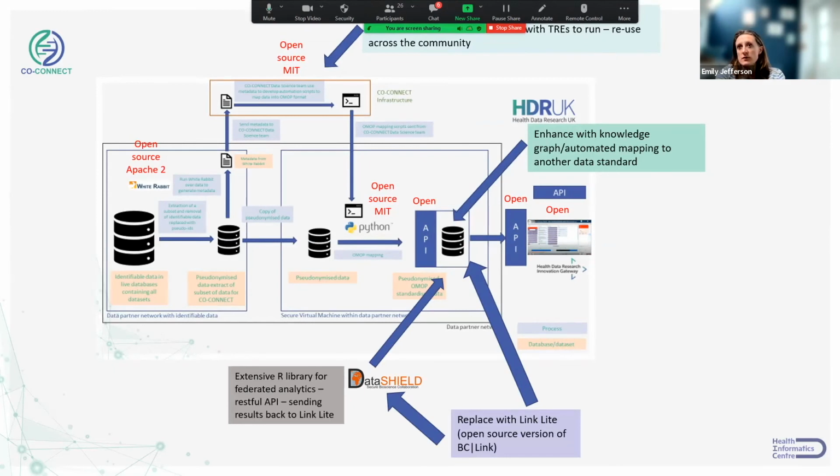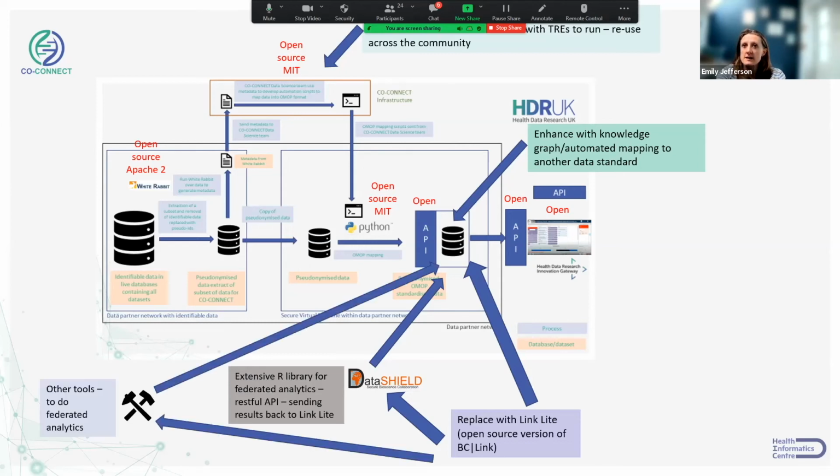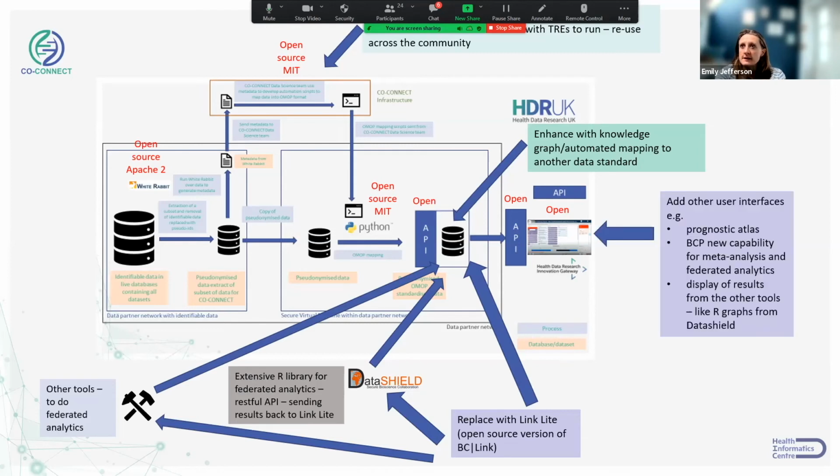So DataSHIELD provides a load of really great federated R scripts to analyze data and provide aggregate level information. So could we actually embed some of the functionality here into this architecture to enable us to scale and add more capability? We could add in other tools. There are many other tools out there for federated analytics. So why don't we embed some of these in here? The main thing is that it's only ever returning aggregate level analysis, but we could add the capabilities.